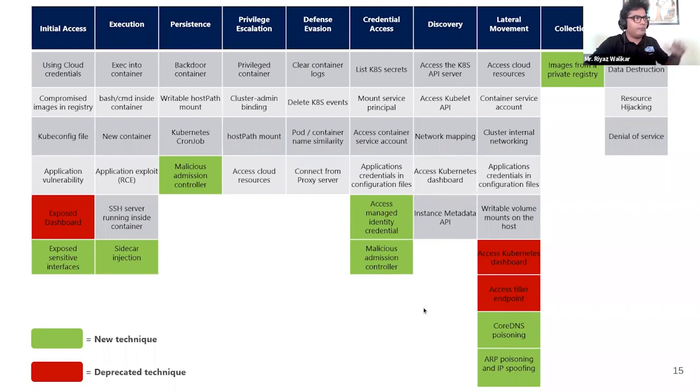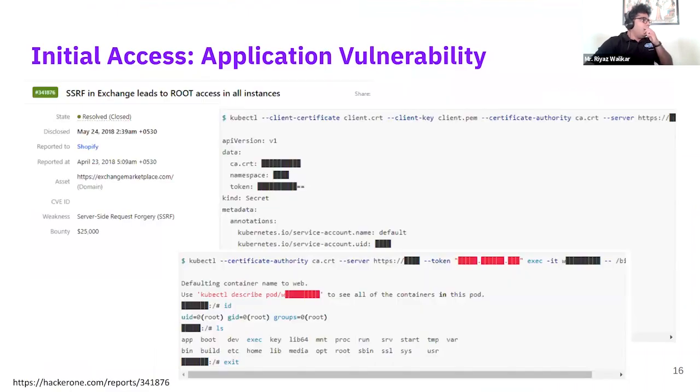Okay, we'll go through each one of these, not each technique as such, but let's take a look at some techniques from each tactic and then see where we reach with the impact, right? The first tactic is initial access, which is application vulnerability from the choices that we had.